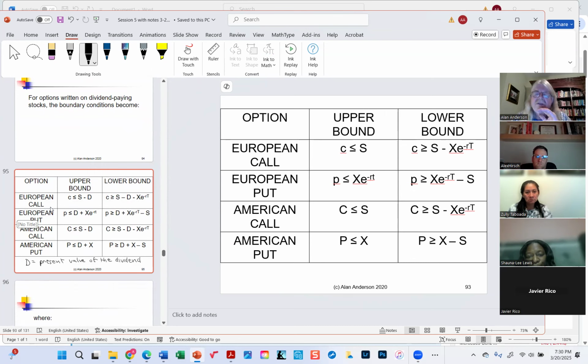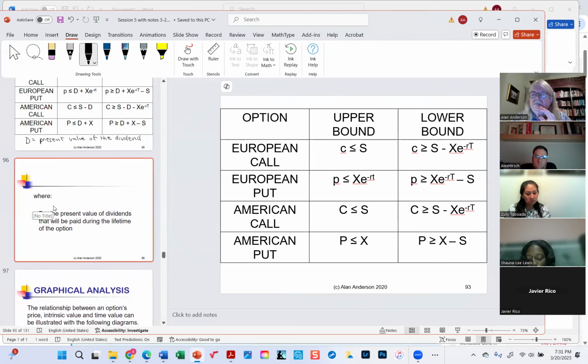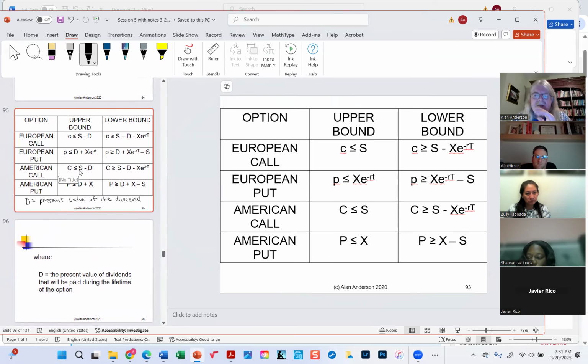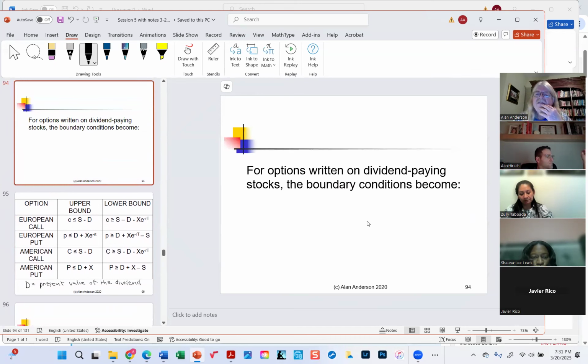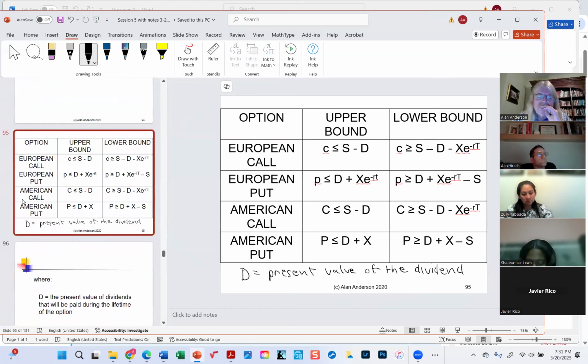What I would like to point out, though, is that if the stock pays a dividend, we have to adjust these in the following way. Okay, I'll give you a minute to catch up. I'll show you what you would have to do to these bounds if there are dividends involved. Okay, are we ready? Now, if there are dividends, then you can see we've had to either add or subtract D from this equation.